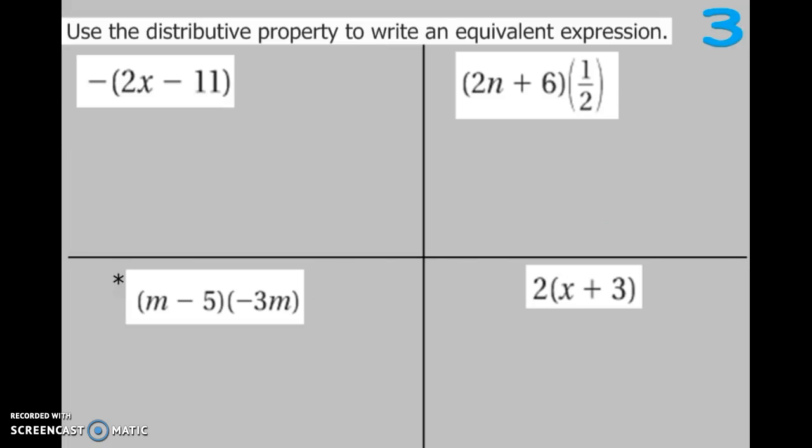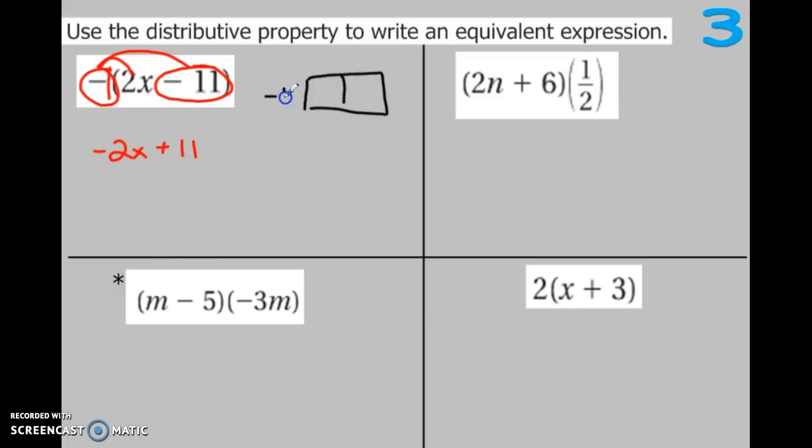Flip on over to slide 3. This one's a little bit tricky because there's no number here, it's really a negative 1. So if we're going to distribute this, negative 1 times 2x is just negative 2x. Negative 1 times a negative 11, a negative times a negative makes a positive, and 1 times 11 is just 11. If you wanted to draw your box for that one, you could have. You'll get the same answer.